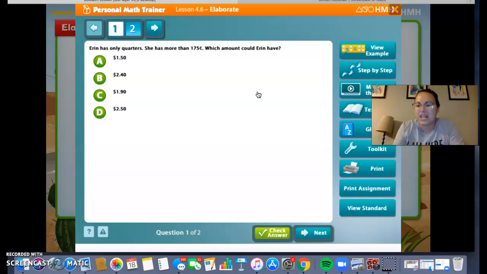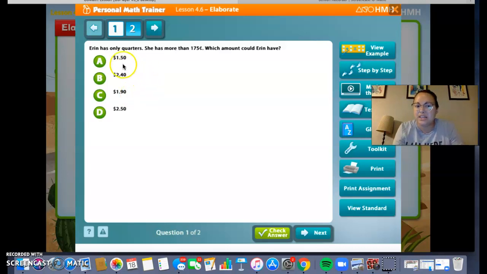So before we even look at the answers, what do we count quarters by? We did this when we were looking at compatible numbers, right? So 25 is 1 quarter, 50 is 2 quarters, 75 is 3 quarters, 4 quarters makes it an even dollar, right? And so if we only have quarters, could we have an amount like $2.40? No, because we can't get to 40 by only counting quarters. They would have to have some dimes or some nickels or some pennies to get to that amount. Okay? What about $1.90? Could we get to $1.90 with just quarters?